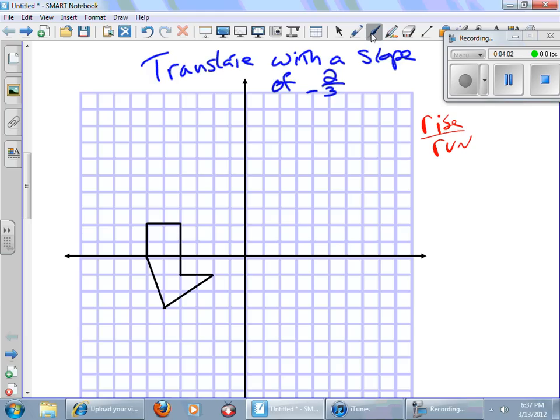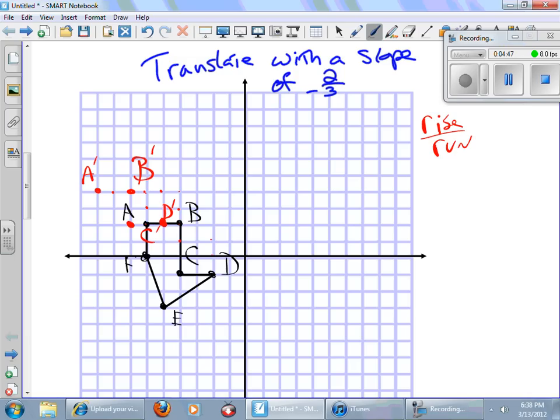Well, let me label these points here. So again, I'll call this A, and this B, and C, and D, and E, and of course there's F. And then I'm going to translate with slope of 2 over -3. All right, so I'm going to rise 2, run -3. So I'm going to go up 1, 2, back 1, 2, 3. And there is A prime. B will go up 1, 2, back 1, 2, 3. There's B prime. C, up 2, back 1, 2, 3. There's C prime. D will end up right here.